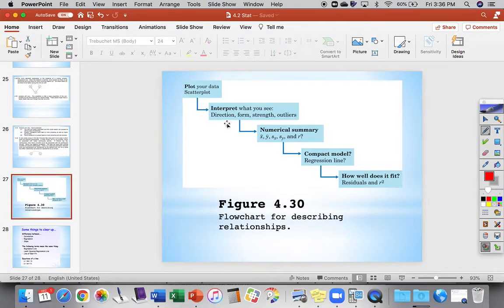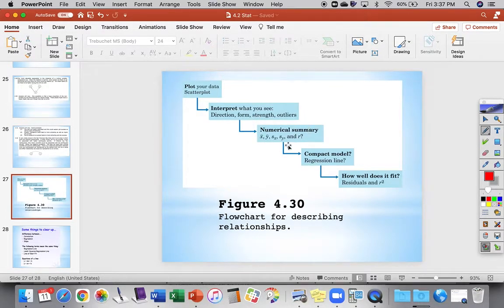You look at the scatter plot for form, outliers, direction, and strength. We talked in our notes about how we talk about each of them. Form is linear or not linear. Direction is positive or negative. Outliers you look for visually. And strength is weak, moderate, moderately strong, or strong.